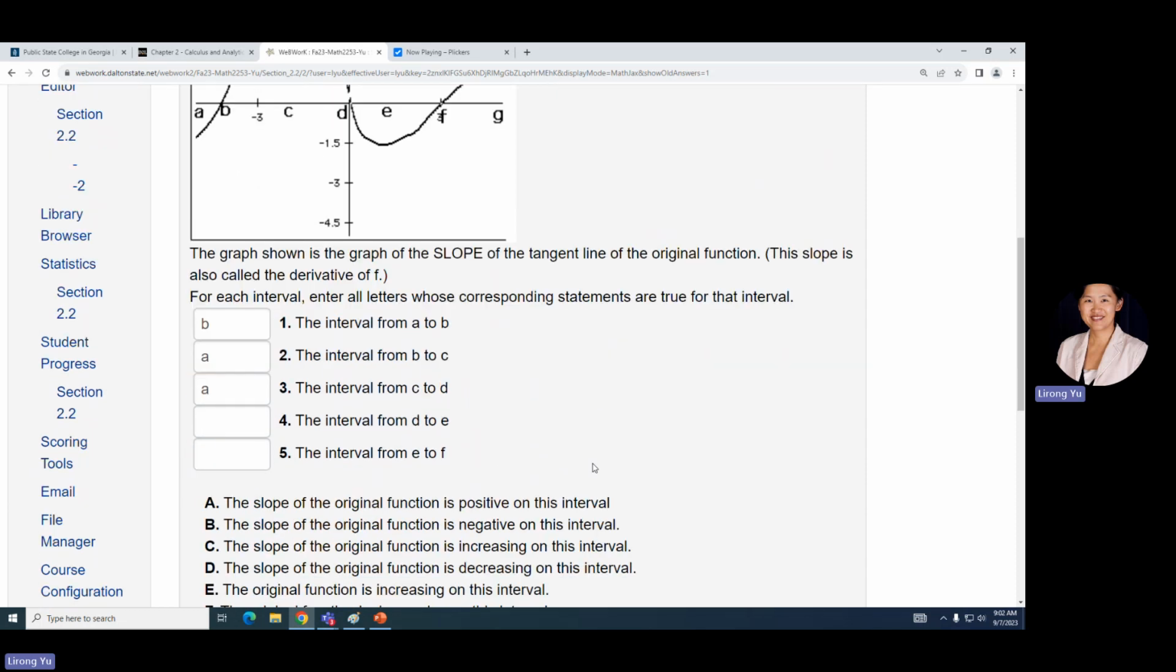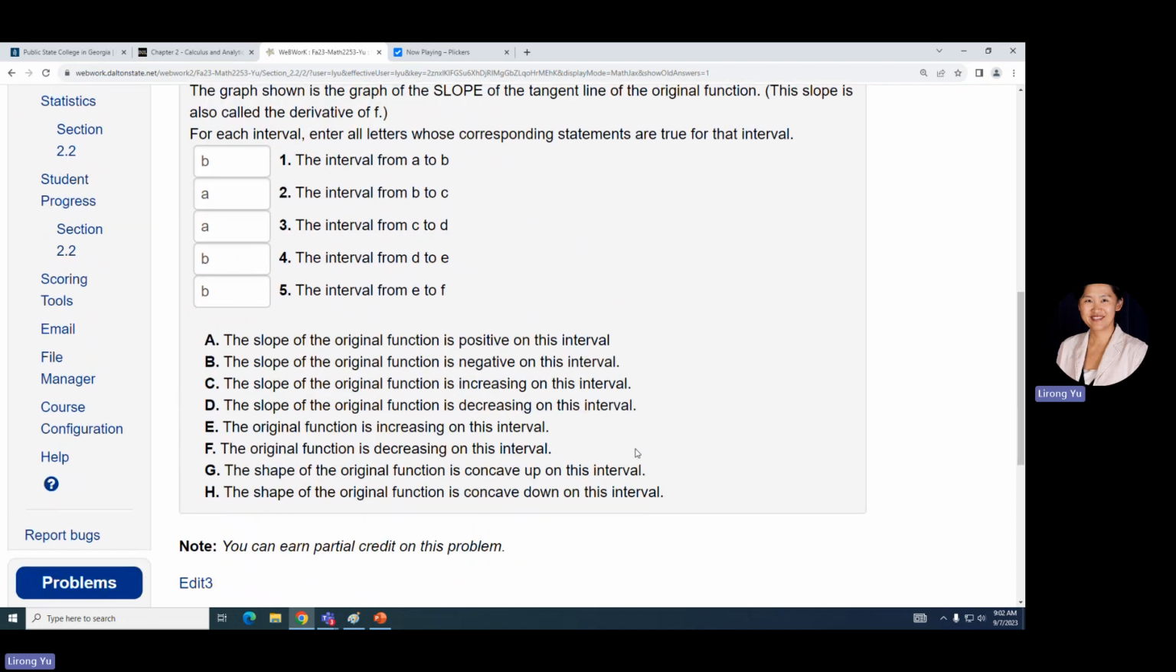The interval from D to E is negative, so that must be B. And the interval from E to F is also negative. So A represents the slope is positive, B represents the slope is negative. So we're assigning positive and negative to it. Are we okay?